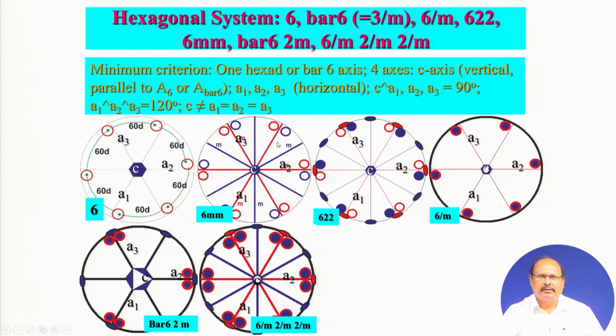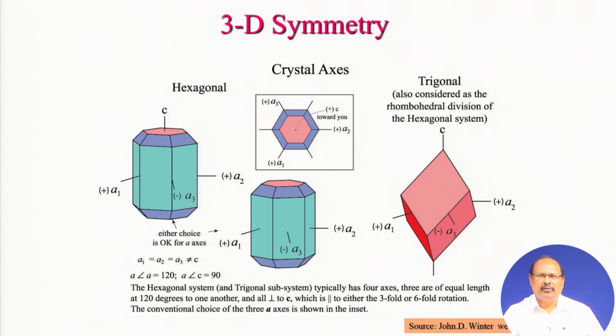So, in a nutshell, in trigonal and hexagonal crystal systems, you have 4 axes. The vertical axis is C, and in the horizontal plane you have 3 axes A1, A2 and A3, and their angle is 120 degrees and they are equal in length, but they are not equal to the length of the C crystallographic axis. And this in a nutshell is the orientation of the different crystallographic axes in the hexagonal system.